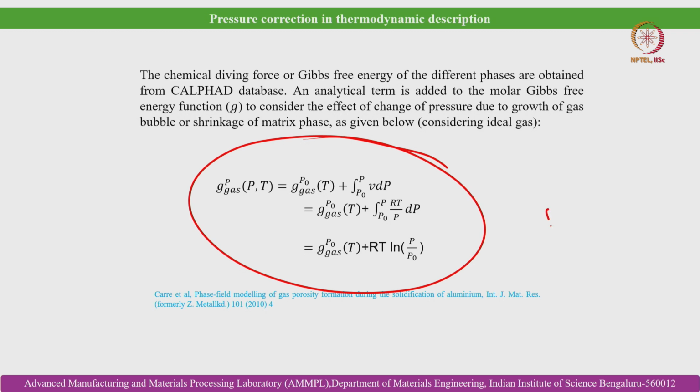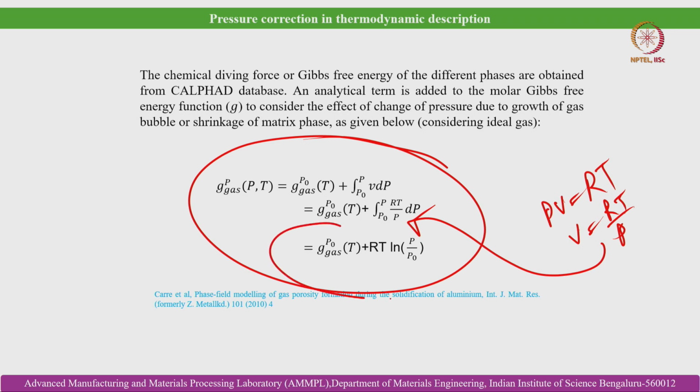As we know, P V is equal to R T if n is equal to 1, so V is equal to R T by P. That is what is shown over here. So integration from P 0 to P of R T by P dP can be further simplified as G gas at P 0 as a function of temperature plus R T, which comes out of the integration, of dP by P, that is ln P, that means ln of P by P 0. So this is the resultant expression of the Gibbs free energy.